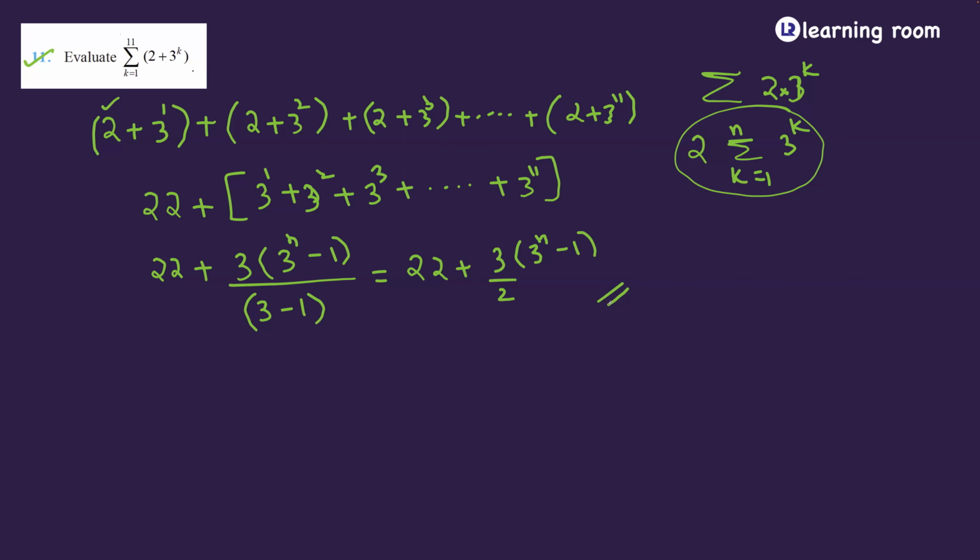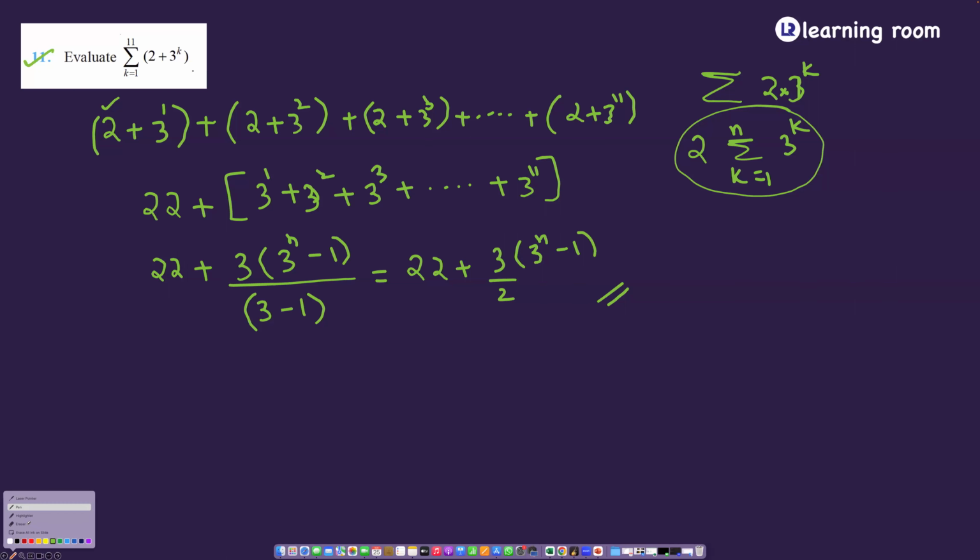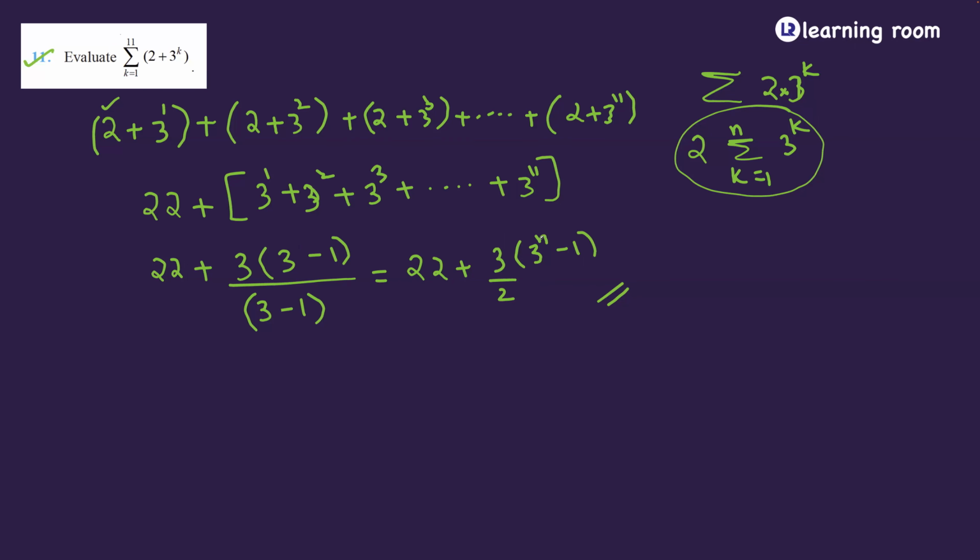Because n is given here, no? So 3 into 3 power 11 minus 1 divided by 3 minus 1, or this can also be written as 22 plus 3 by 2 into 3 power 11 minus 1. Okay.